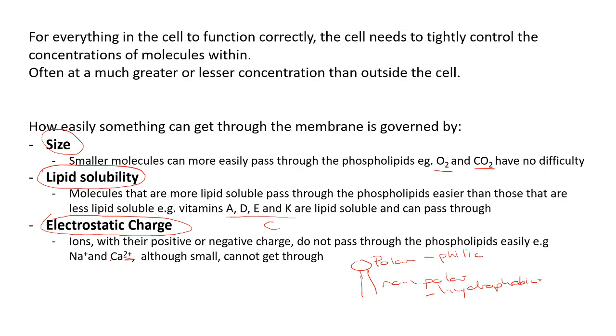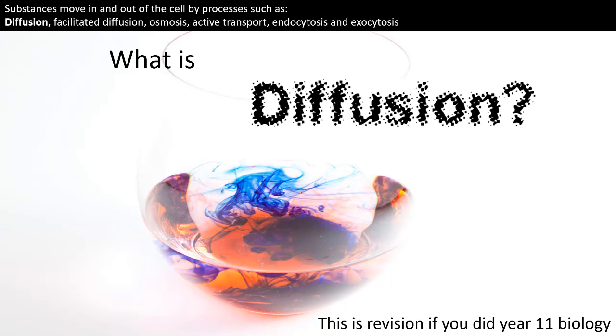So they're small molecules, but they're charged, so they can't get through. These are small molecules up here, but they don't have a charge, so they can get through. All right, now we're going to look at the 6 main ways that things can get through the membrane.